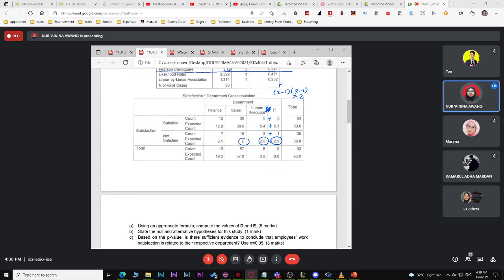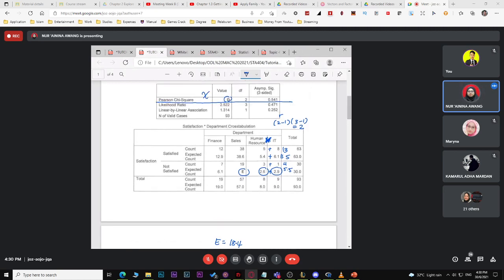Okay, we combine the 2 columns, and then here it becomes 13. 13, 11.5, and then this one becomes 4, 5.5. And then you can calculate your D. Your D and E. So for your E, you take the total row, which is still the same, 30 times 57 divide by 93. So E, you will get the value 18.4.